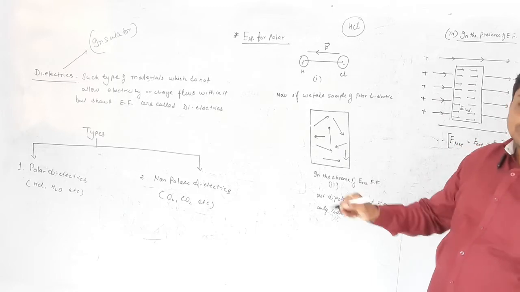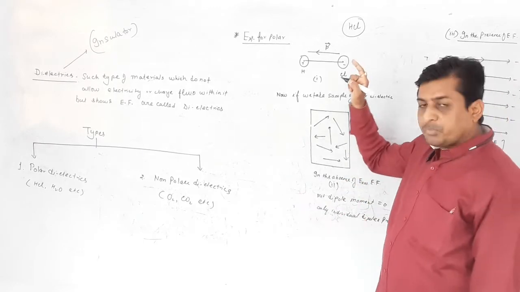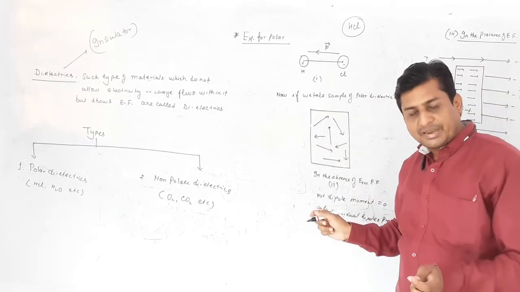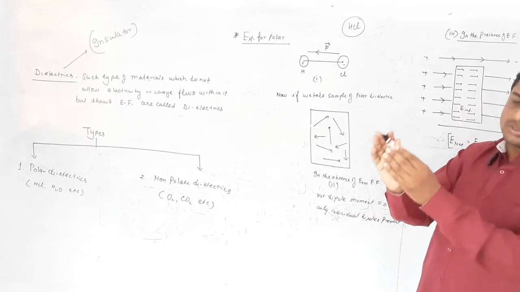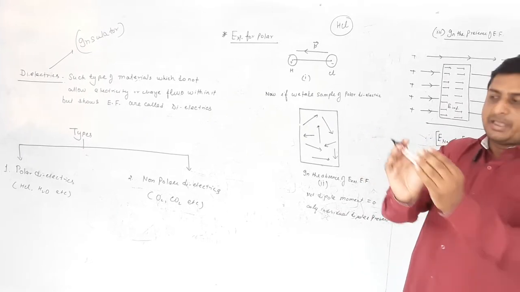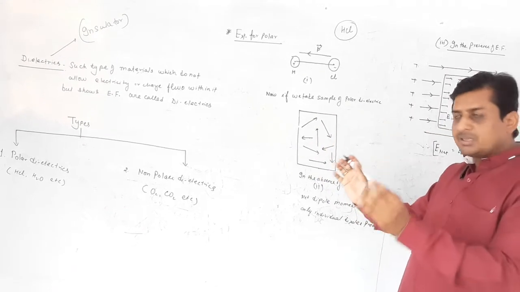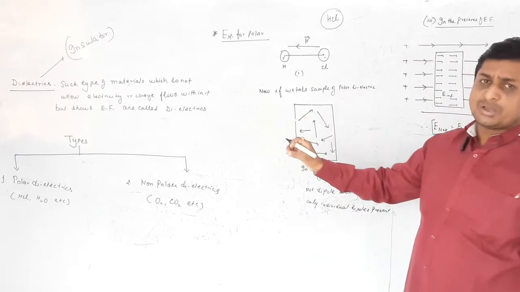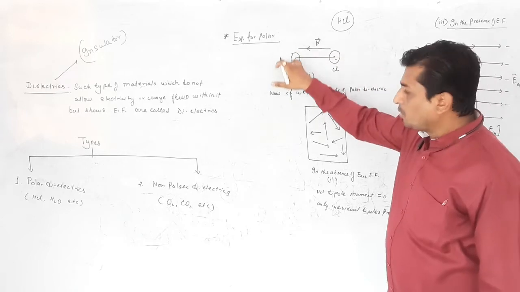Such types of molecules, such types of dielectrics in which the center of mass of positive charge and negative charge do not coincide, because if they coincide there will be no separation. So the positive charge center of mass is different and the negative charge center of mass is different. They are separated at some distance. So such types of molecules, such types of dielectrics are called polar dielectrics. So this is the example of a polar dielectric.